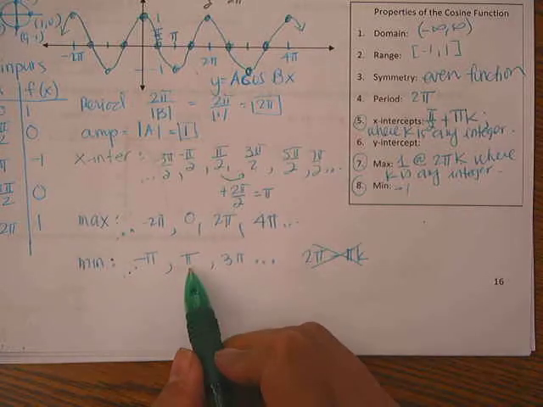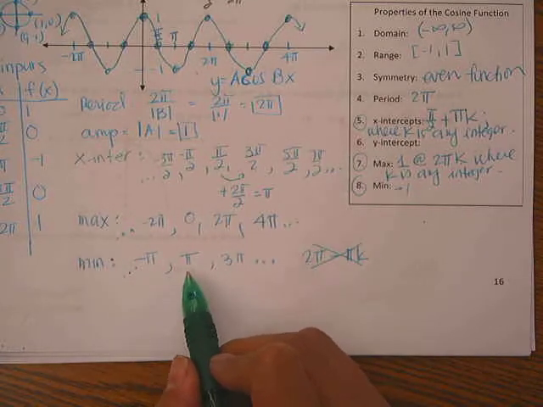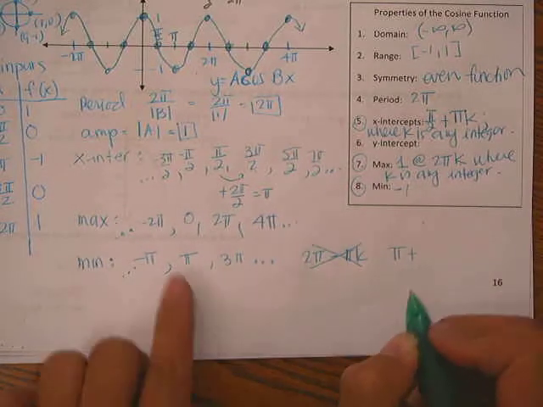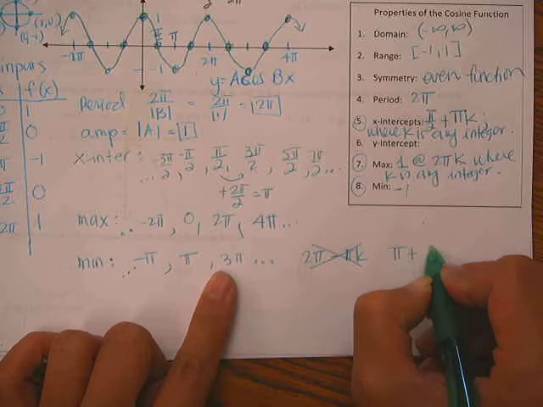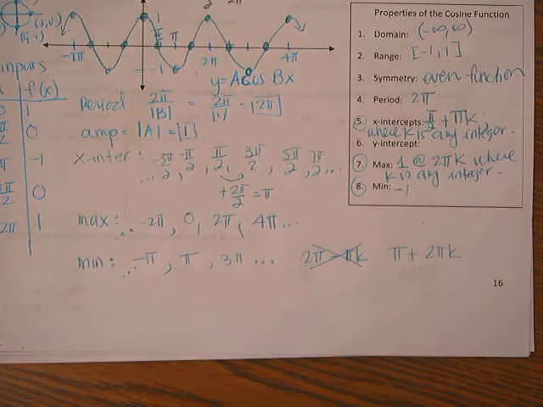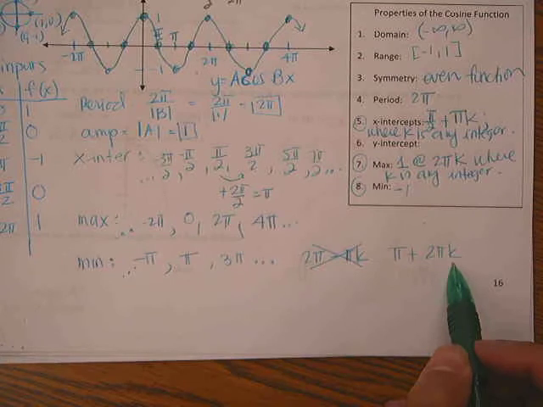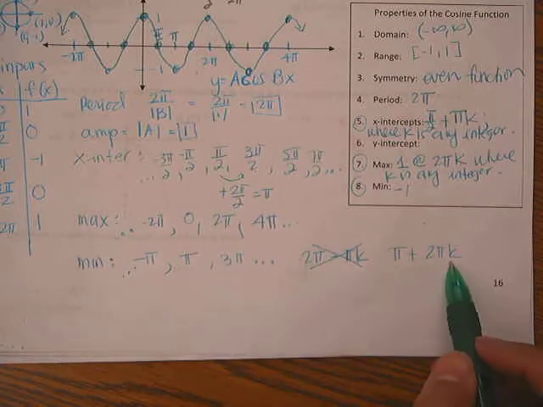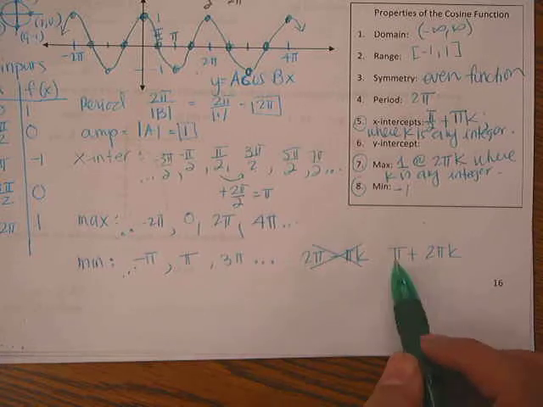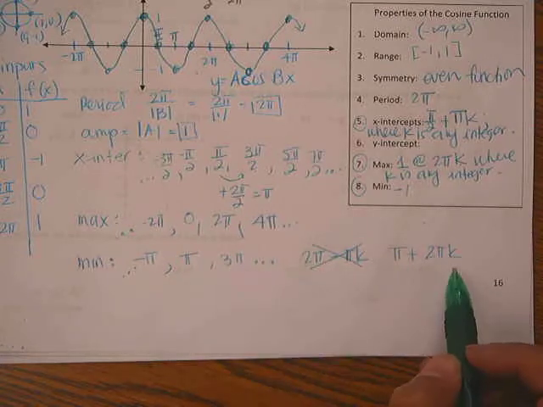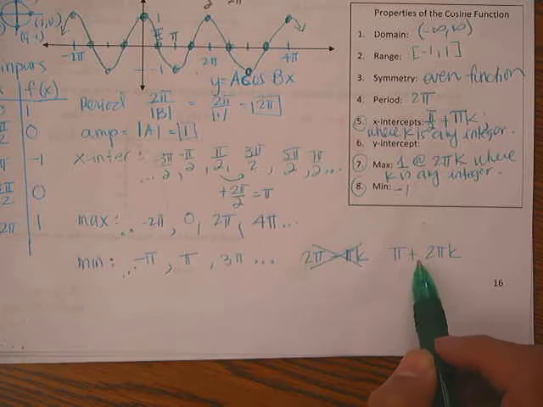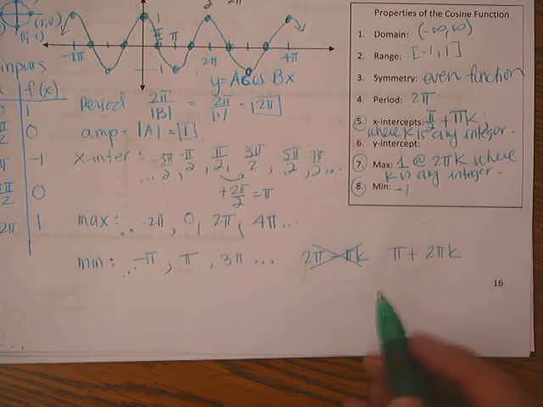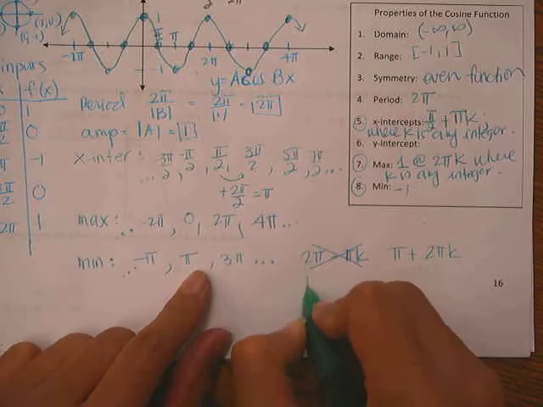So how about if I'm just going to add each time? What if I do pi plus 2 pi k? Is that going to work? Let's test it out. When k is 0, this is 0, then I would have a pi. Check. When k is 1, 1 times 2 is 2 pi. Pi plus 2 pi is 3 pi. Check. How about when k is negative 1? Negative 1 times 2 pi is negative 2 pi. Pi minus 2 pi is negative pi. That works.